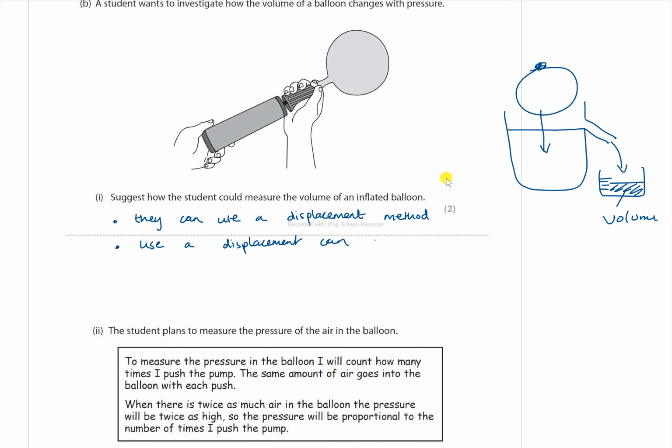Use a displacement can and measure the volume of the displaced water.